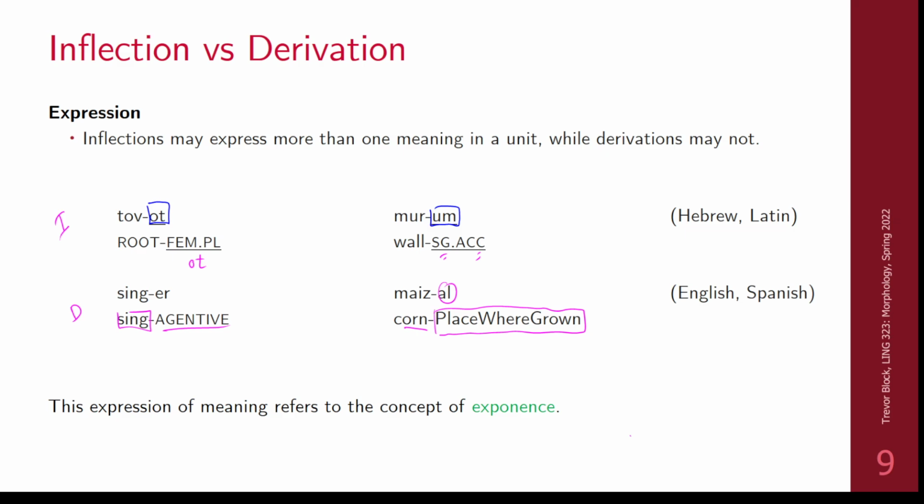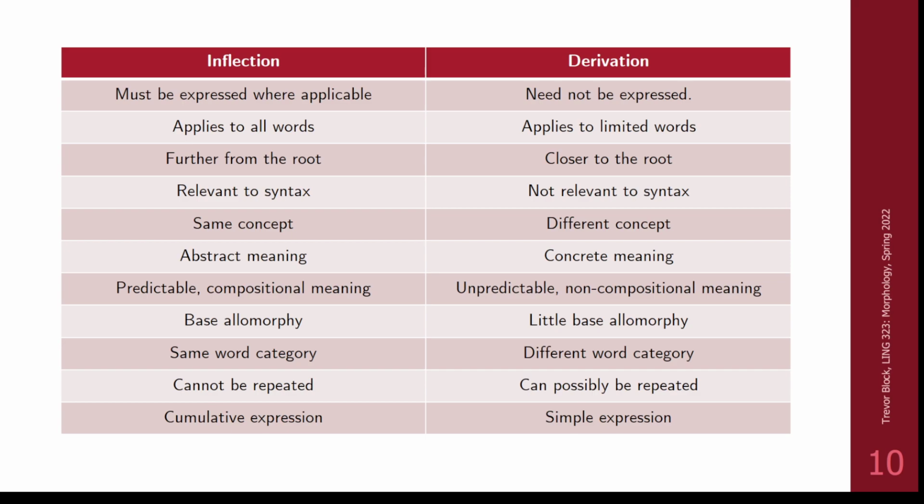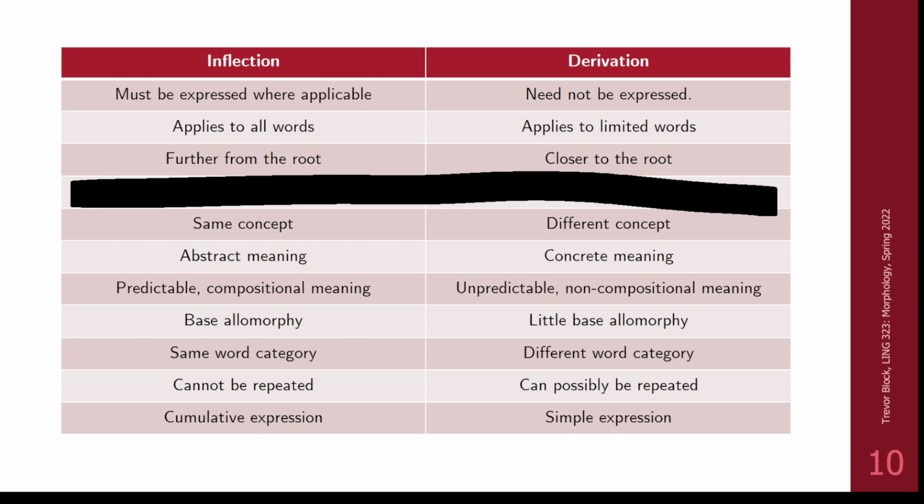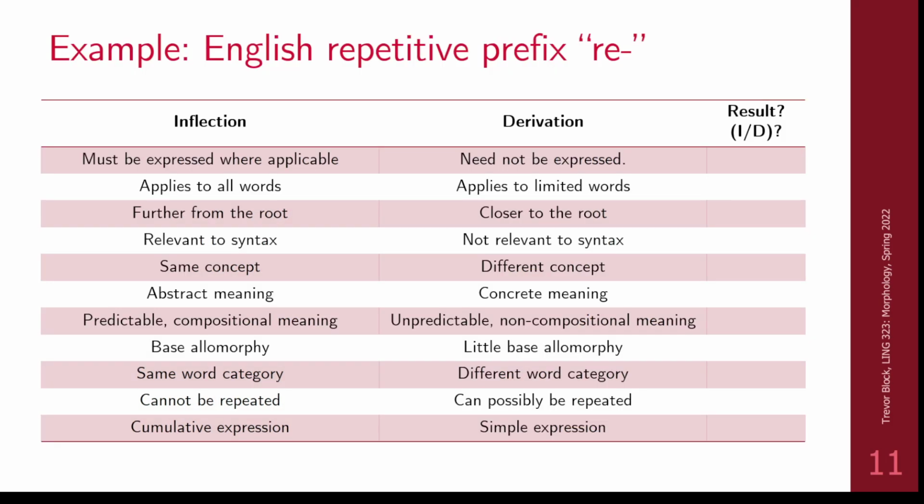So now that we have a bunch of information, I've summarized this here. And I recommend just having this open when you're looking at these problems. It's just a nice systematic way of looking at things. So we're going to do some problems with these to identify whether some morphemes are inflectional or derivational. And what I recommend, and what we'll do, is we'll just not worry about the relevance to syntax, but we'll worry about everything else. So let's do an example.